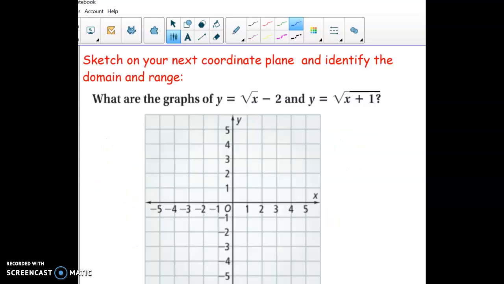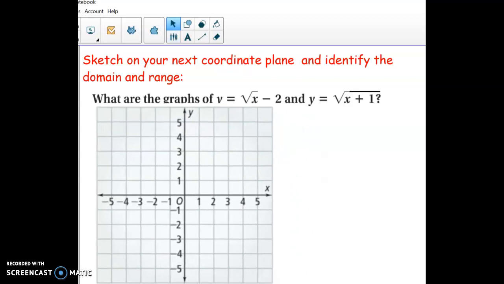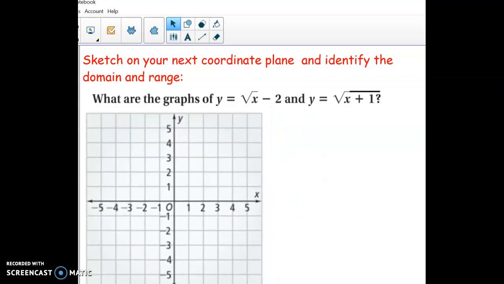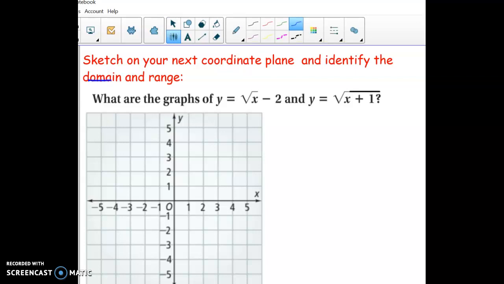All right, so let's do a couple basic ones here. We can start to talk about domain and range, but maybe I won't do that quite yet. Let's just sketch these two. Let's not do the domain and range here quite yet. Okay, pause the video and see if you can sketch.